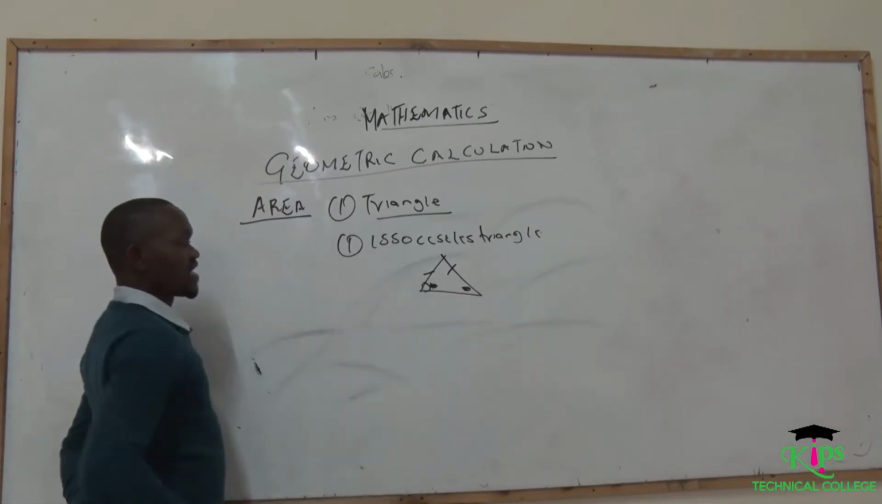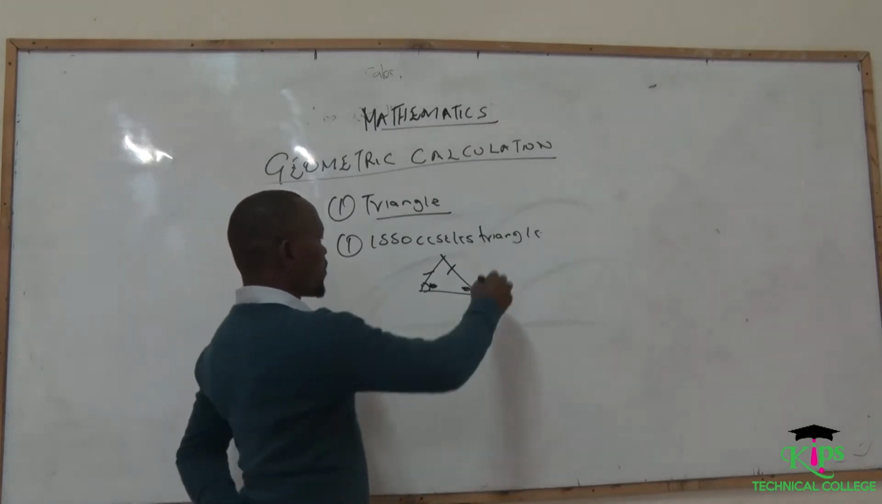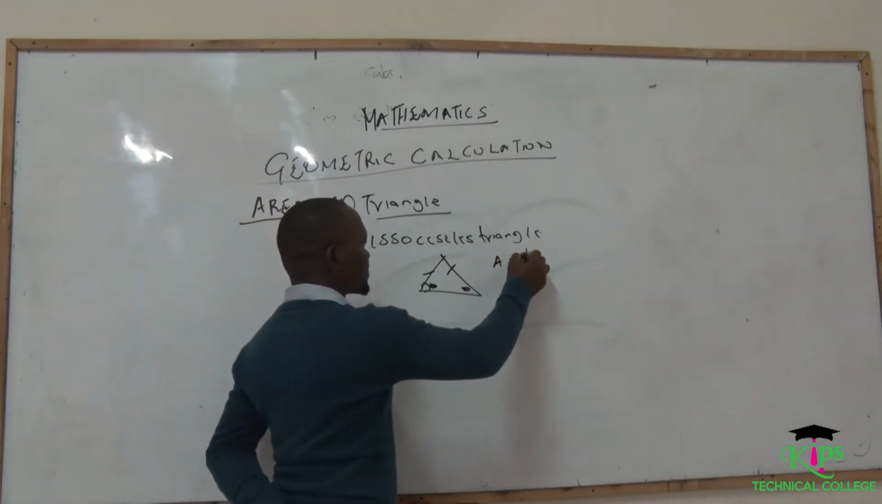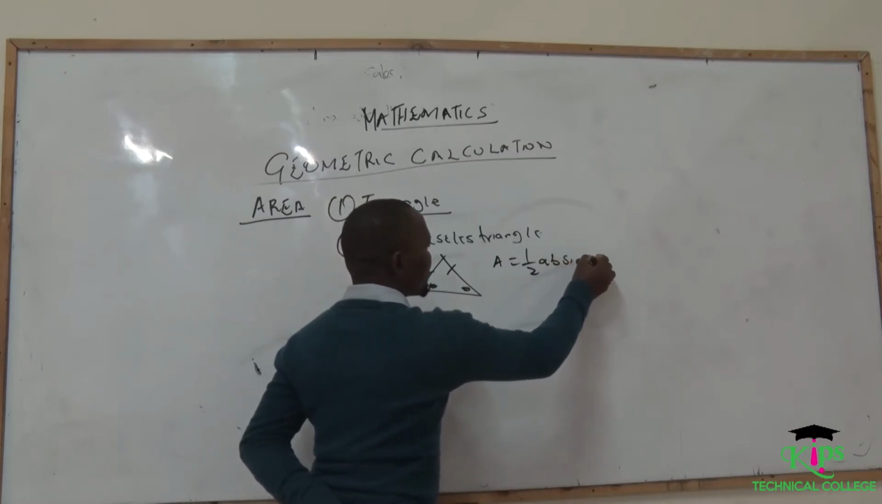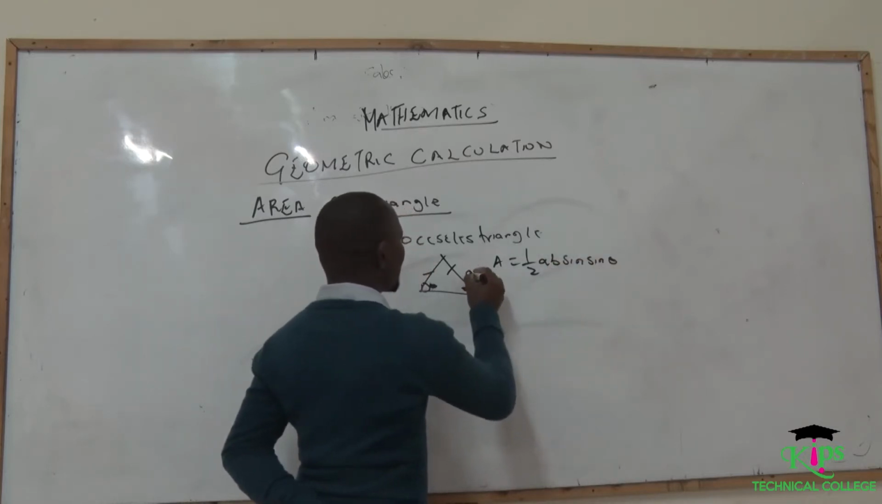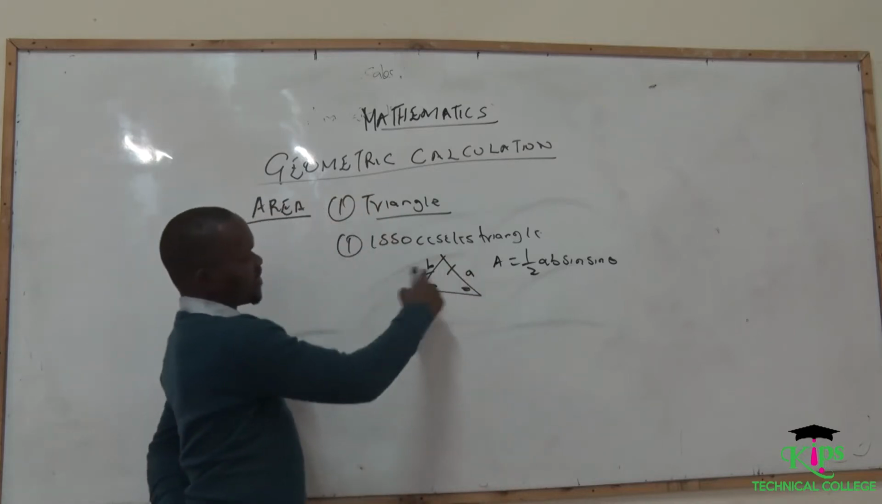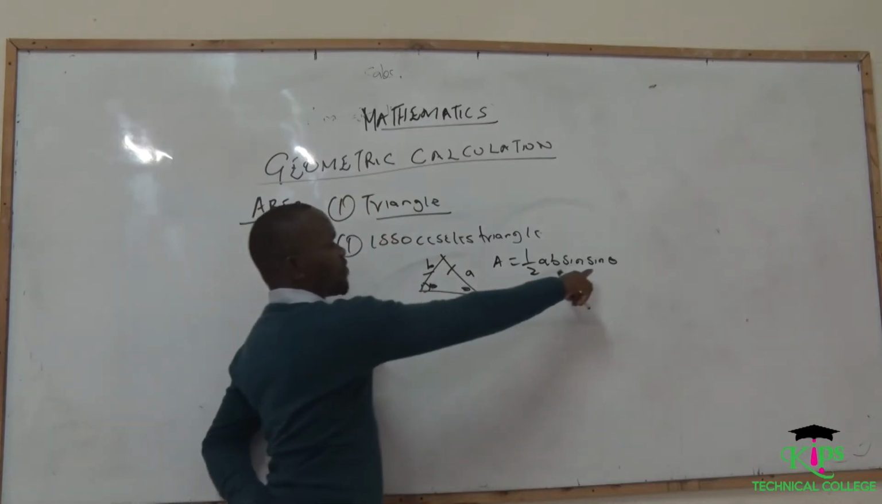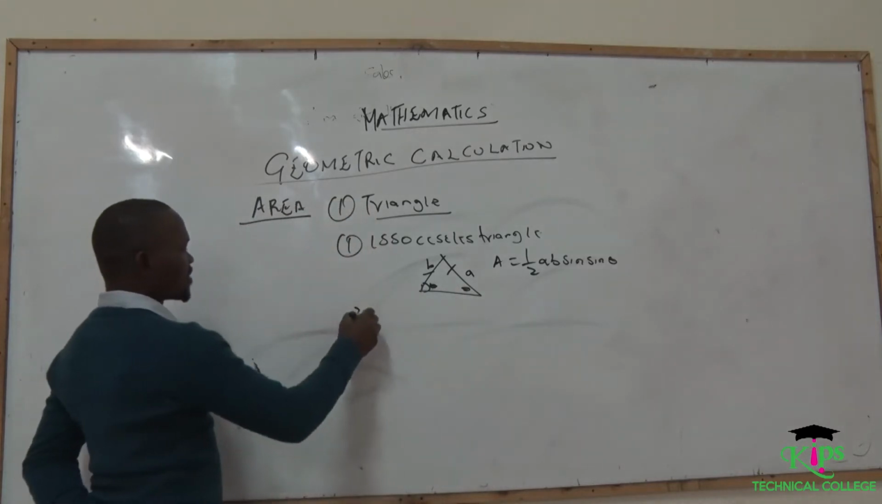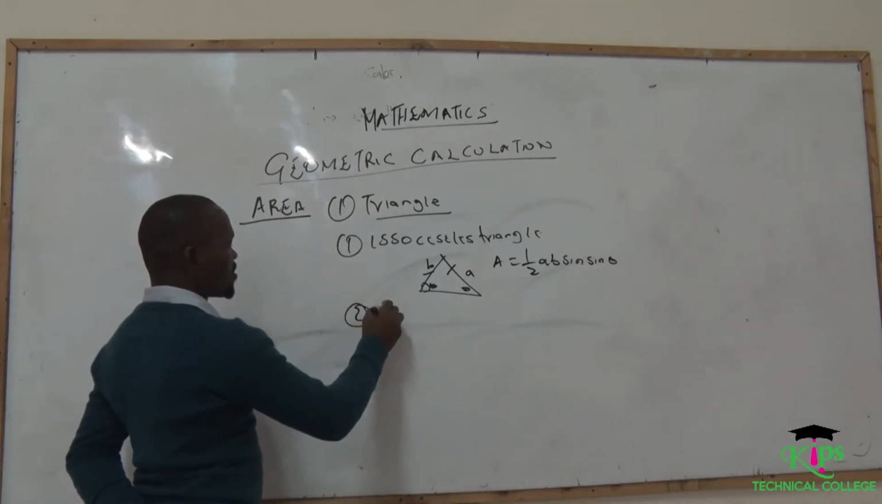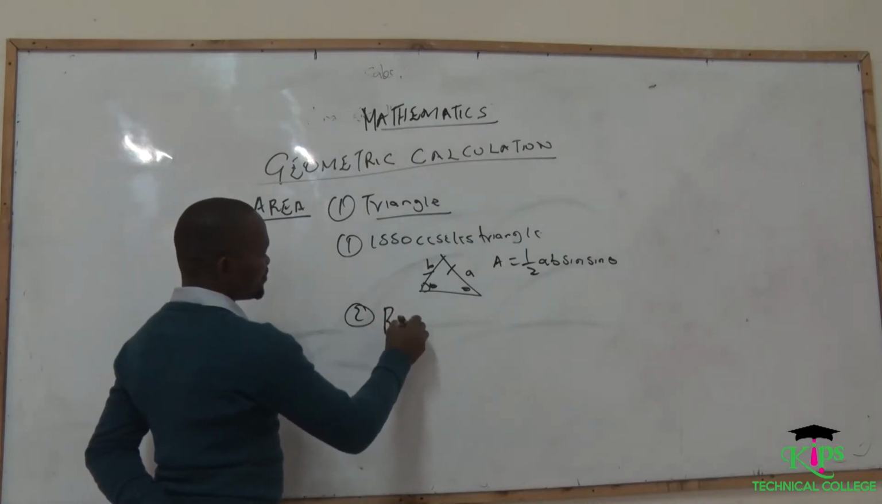For us to get the area of such triangles, the formula we are given is that area is half AB sin theta. So this will be A, this will be B. We'll have to take any of the sides as A and B, then you multiply by the sin theta, where the theta is that. We have another type of triangle which is called a right angle triangle.